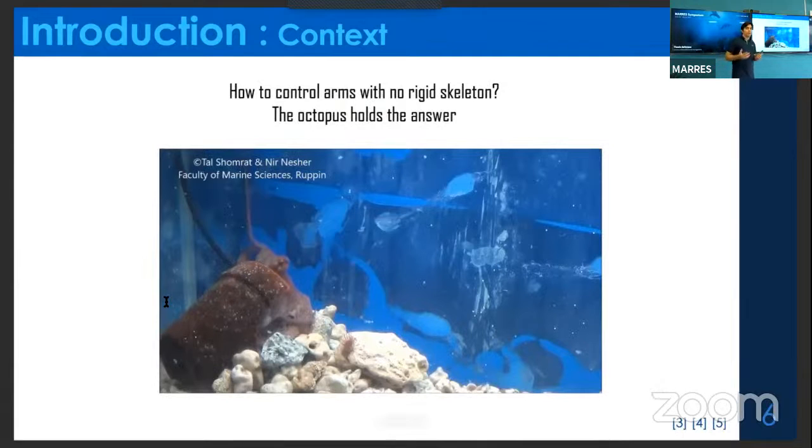So this octopus does not have a rigid skeleton, but how can it move? It can move using isovolumetric constraints. So its muscles always have the same volume, and it can make movements using this. And how can it control those movements? That's what we want to know.